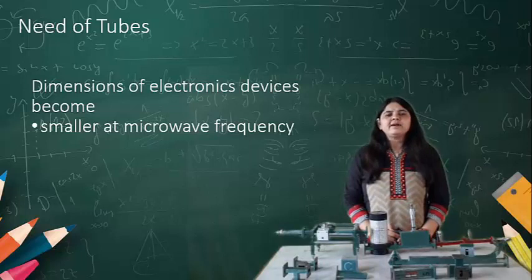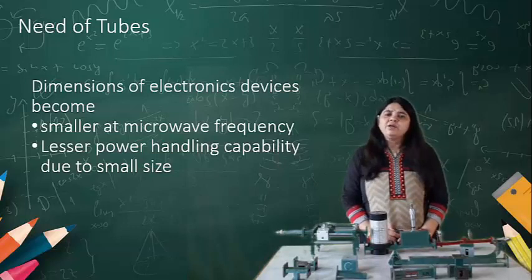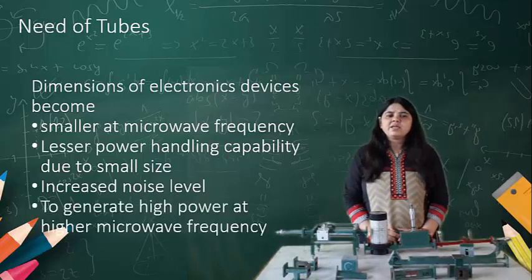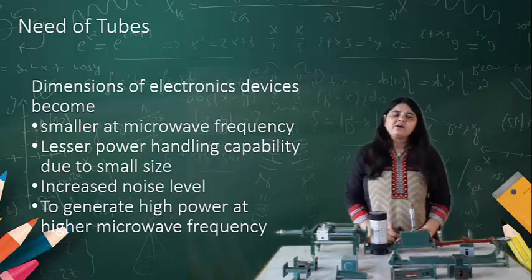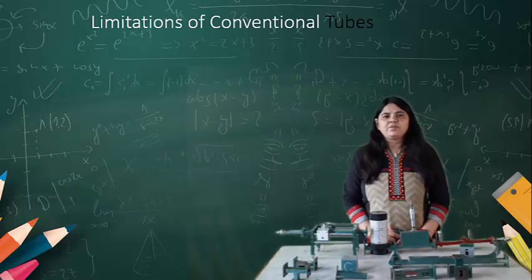The need for the tubes is that the dimensions of the electronic devices become smaller at microwave frequency. Then there is lesser power handling capacity due to the small size, due to that an increased noise level, and the need to generate high power at the higher microwave frequency. So these are the various requirements for using the various kinds of tubes in the microwave.